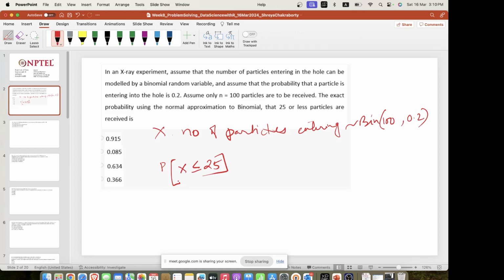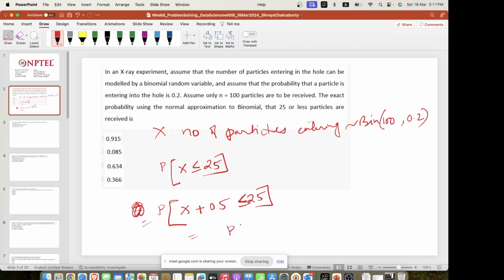So in order to do that, first we have to convert everything to a z-score. So then that would be probability x minus, so if you are doing this, you have to write, this is the approximation that we are assuming, right? X plus 0.5 is less than or equal to 25. This is something that we want.